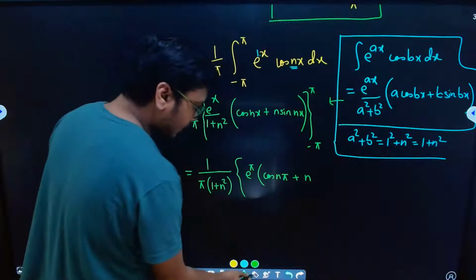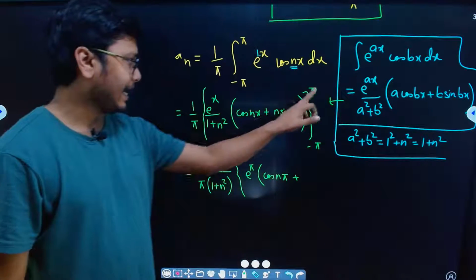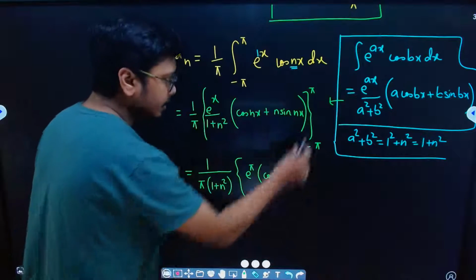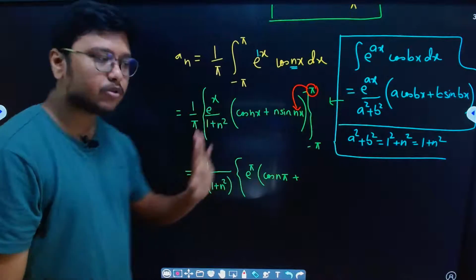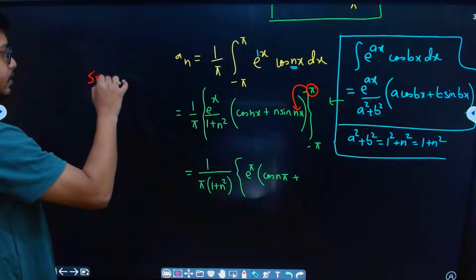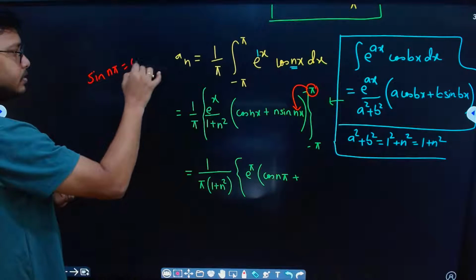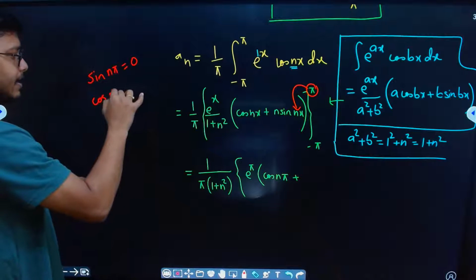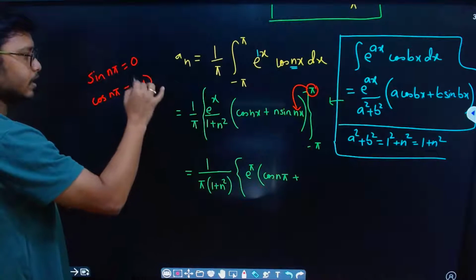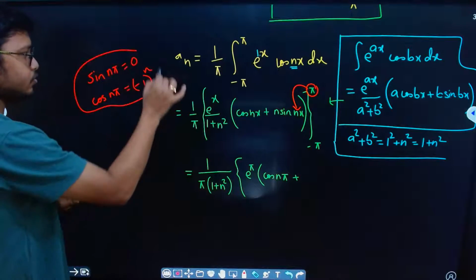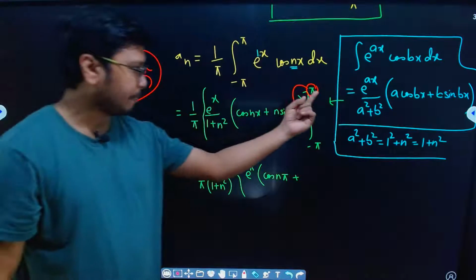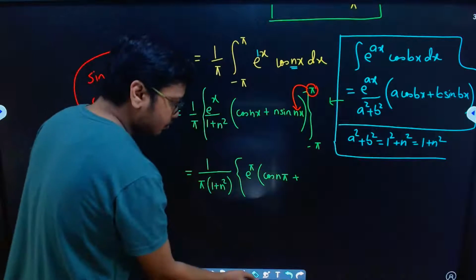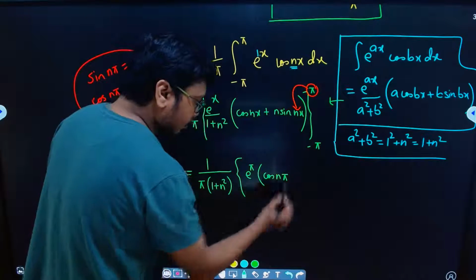So if I put pi in place of x over here, sine n pi, and we know sine n pi value is 0. Sine n pi value is 0 and cos n pi value is minus 1 to the power n. So these two things will be used every time they appear. If I put pi over here, it's becoming 0, so I'm not writing it. I will close the bracket.